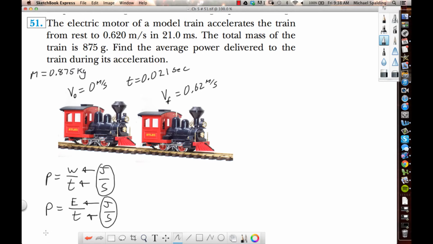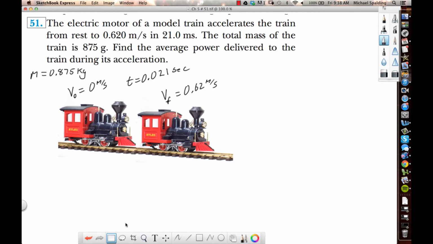So I'm going to show you both ways to do this: work per time and energy per time. Let's start with work per time. There's a few things we're going to need that we have to calculate ahead of time. For example, how far does the train travel from start to end, with the ending being when it has a velocity of 0.62? What's the displacement in between those two points?